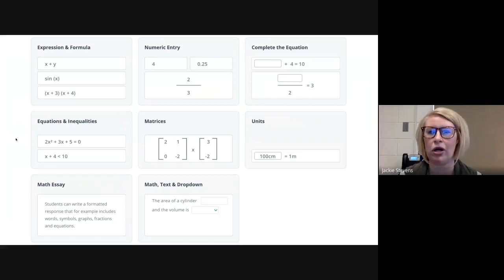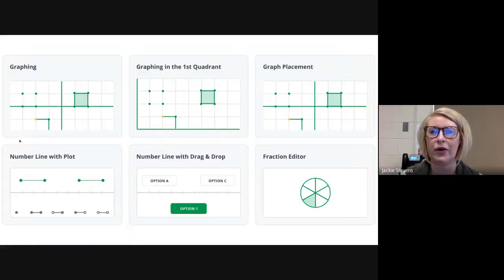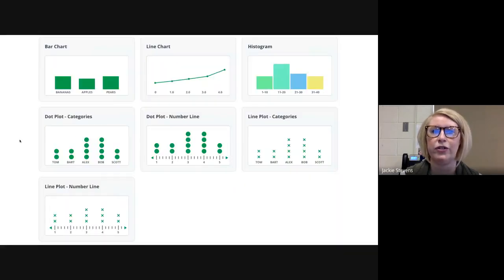Math, they have all kinds. I'm not a math teacher, so I don't even know, but they have all kinds of different math questions. More math questions with the ability for students to graph, for students to build bar graphs.